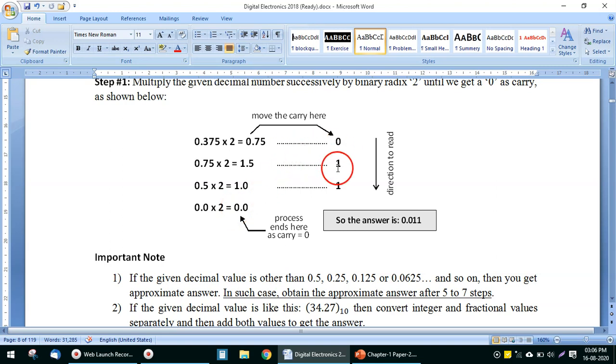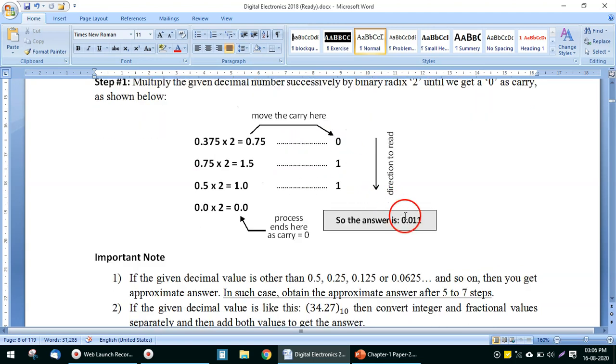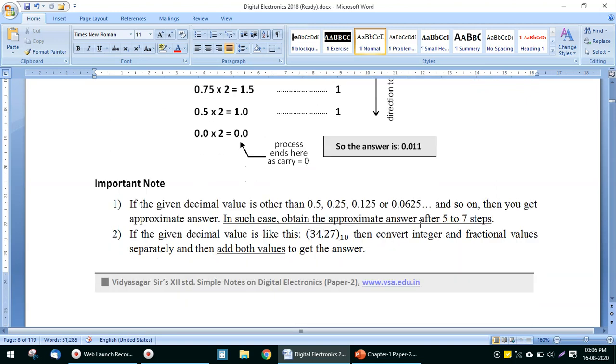We have written these carries over here, and now we have to read these carries from top to bottom, in the direction from top to bottom, and we have to apply a 0 initially. So the answer is 0.011. So our answer will be 0.375 to the base 10 is equal to 0.011 to the base 2. This is our final answer.